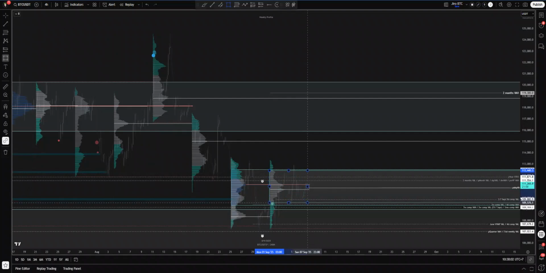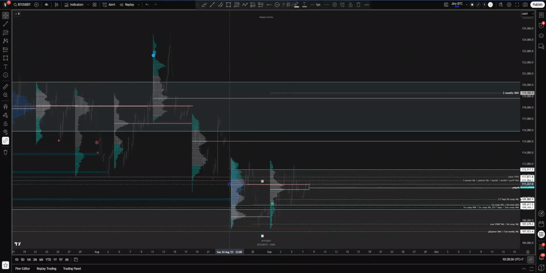Okay, the previous week value area high is similar to the 2 weeks composite value area high, and the value area low here is confluence with the 5-day composite value area low. Okay, let's mark the POC here. Okay, I think that's good enough.